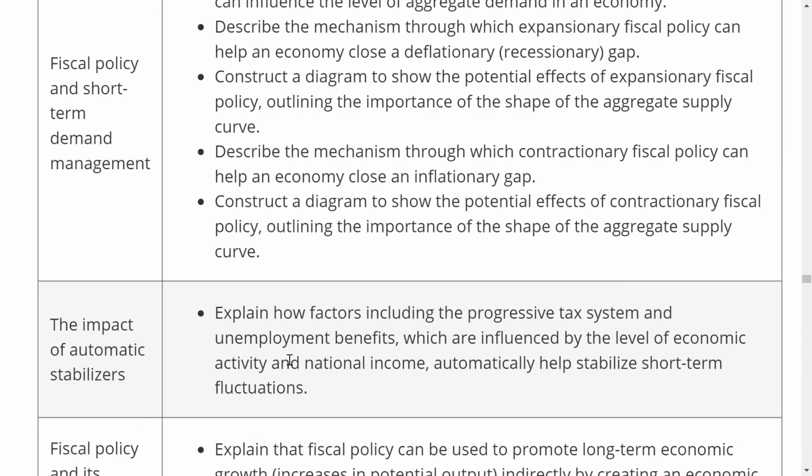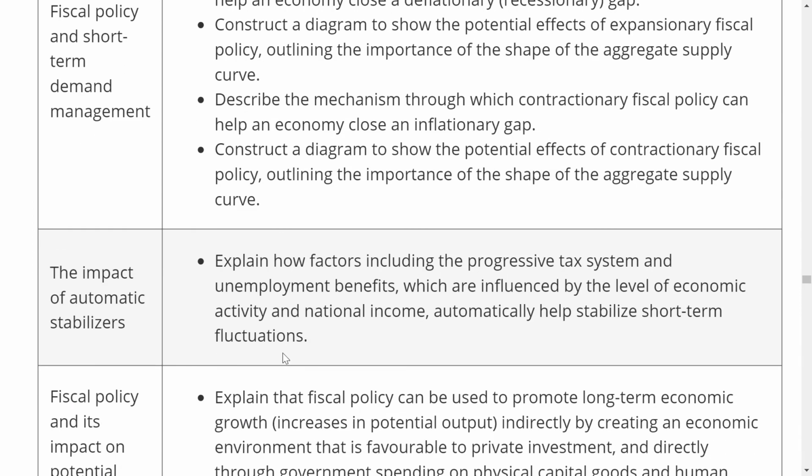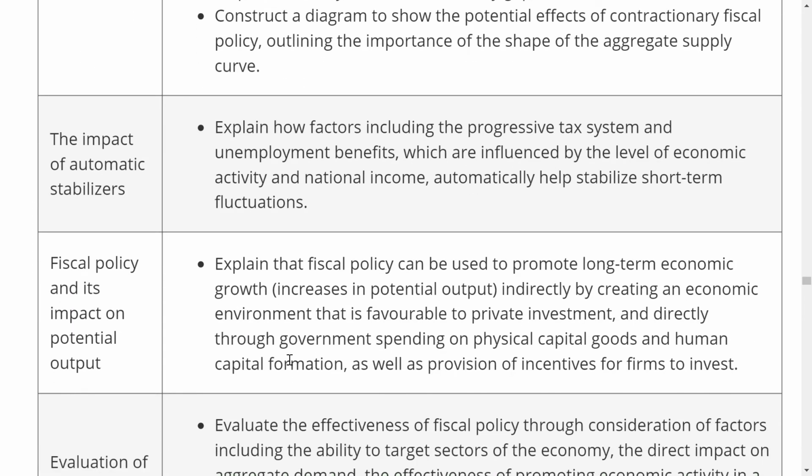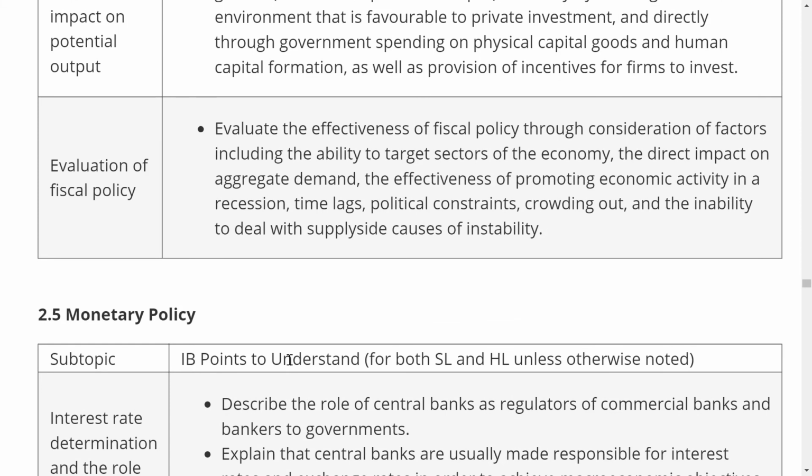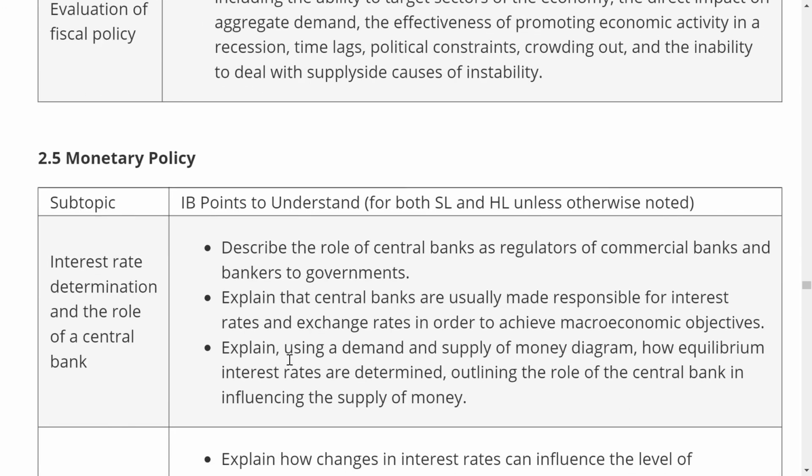Fiscal policies in the short run, the impact of automatic stabilizers, fiscal policies and their impact on potential output, evaluation of fiscal policies. So fiscal policy is basically this: government spending. You have to be able to talk about short run and long run government spending, the effects of contractionary and expansionary fiscal policies, and their effects on consumers. You also have to be able to talk about why the government will want to use expansionary fiscal policies at some times, and why the government will want to use contractionary fiscal policies at other times.